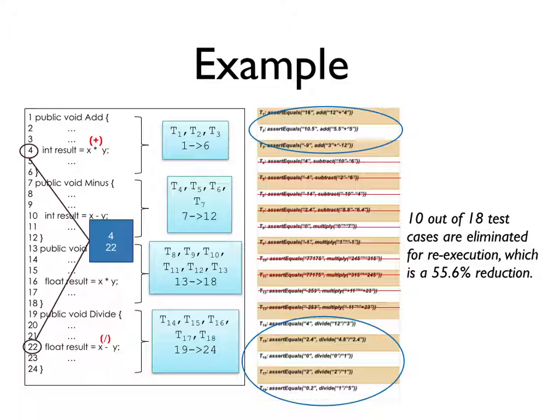So in this way, compared to the traditional approach, Redroid eliminates 10 out of 18 test cases for re-execution, which is a 55.6% reduction.